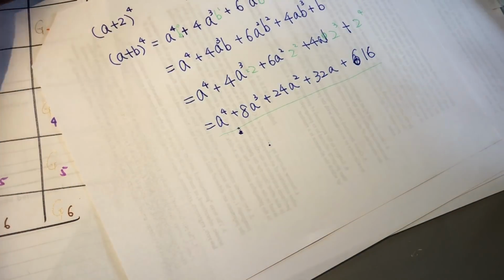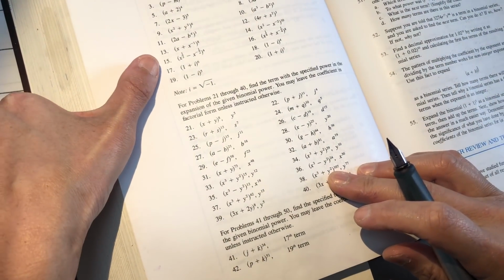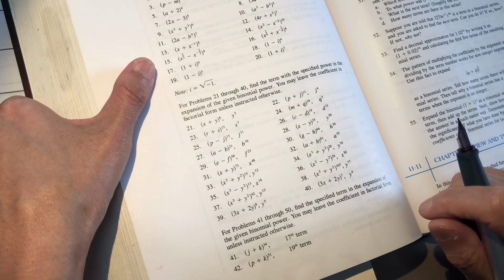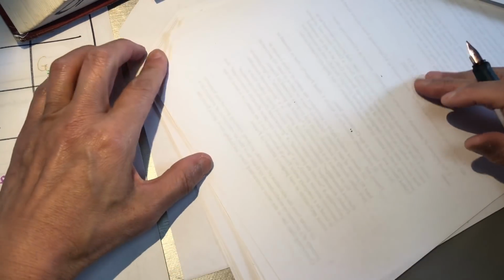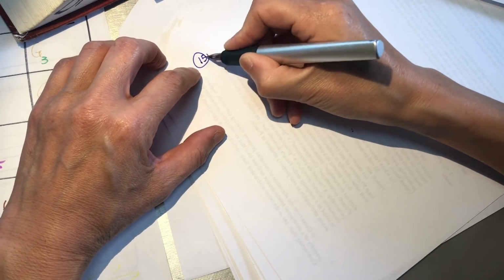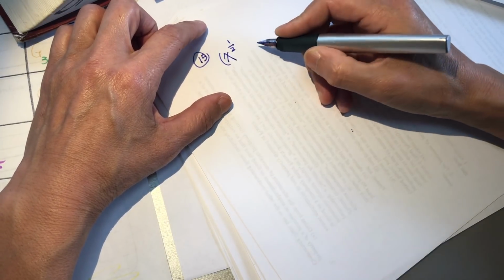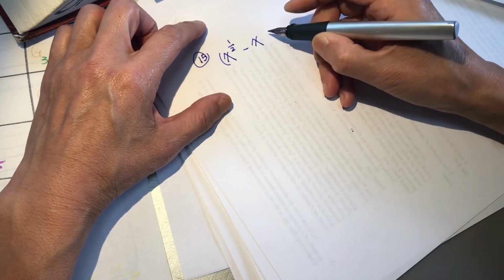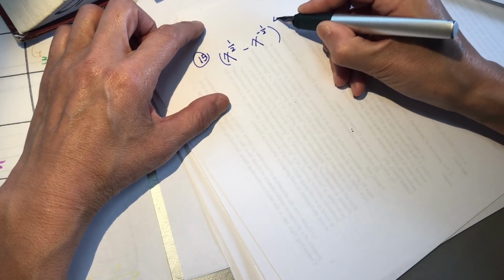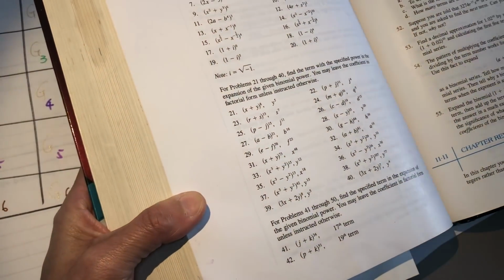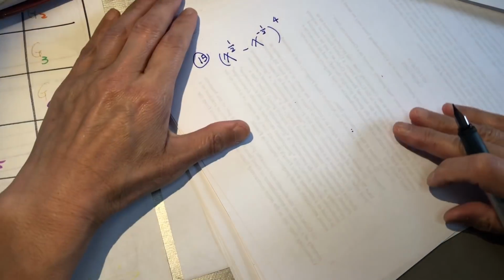Do I make any sense? Now we do another one. Still another one. Oh, 15. 15 is interesting. x to the half minus x to the power of negative half, to the power of 4. Okay, that number, right?